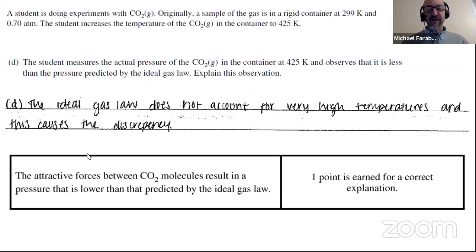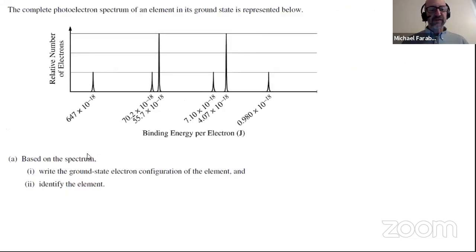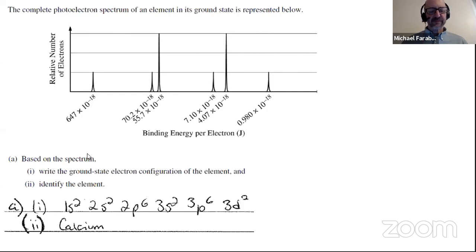All right, here is our next question, a different one. This has to do with a photoelectron spectrum. Now, we are not told what the element is. It says, write the ground state electron configuration of the element and identify the element. So think about how you would interpret this PES diagram. And if you have access to a periodic table, you can take a look and see which element you think this is. Here is the student's answer.